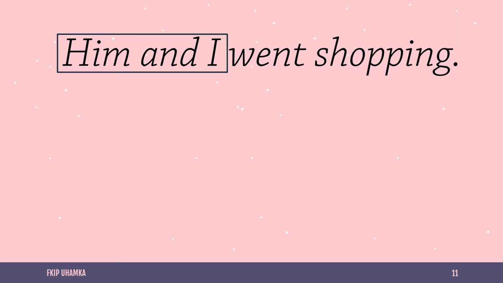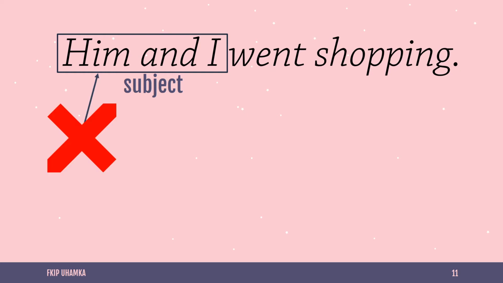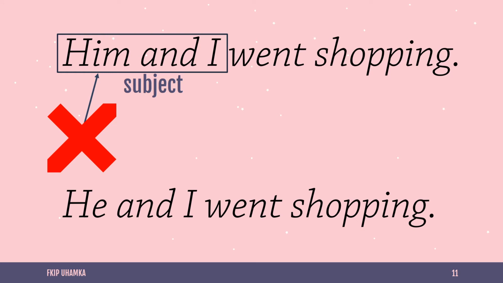Because you can see the words him and I are used as the subject of the sentence. So because it is the subject, we cannot put the word him. We have to change him with the word he. Because again, him is not a subject. Him is an object. To make it a subject, we have to change it into he.